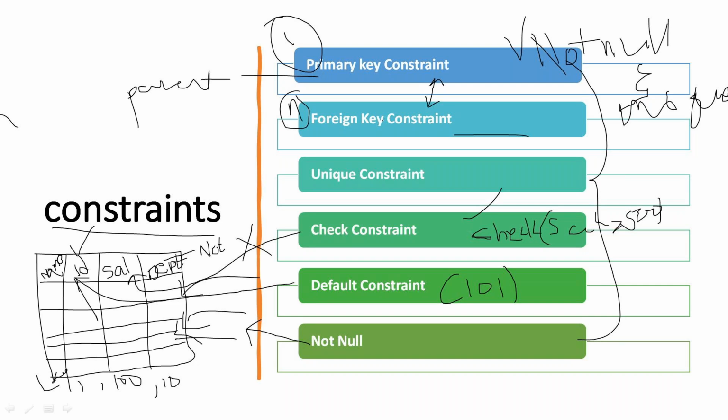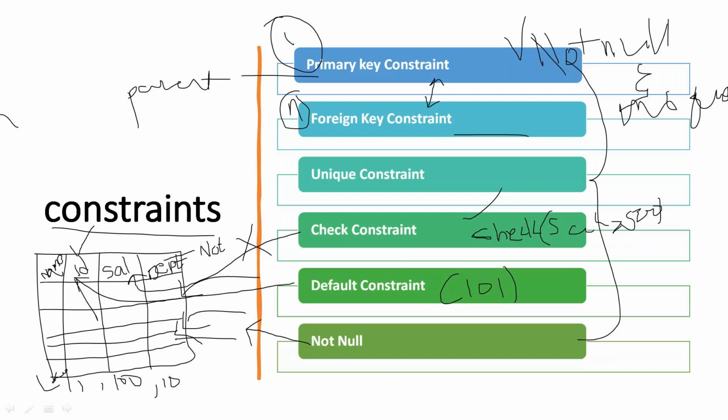Simple. Foreign key is responsible for the relationship between the tables, and that is nothing but referential integrity. Getting? And how many foreign keys can we have for a table? N number of foreign keys we can have for a table. And this foreign key table is nothing but a child table.